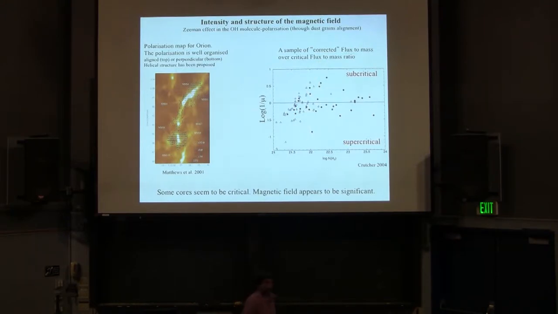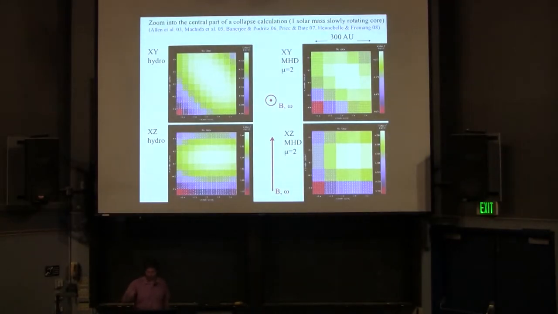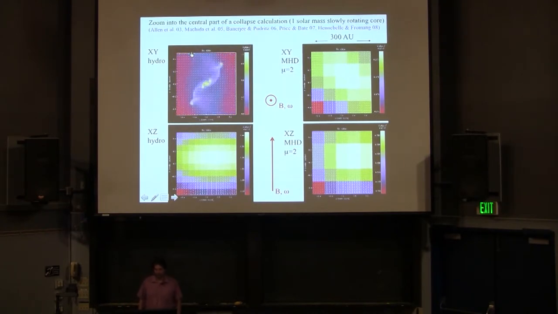And those cores are not. The magnetic field is too weak to stabilize the cores against gravity, which by no means means that the magnetic field is doing nothing and that you can ignore it. Actually, all the rest of the talk will be addressing this regime here. And just to try to convince you, I will show you again a similar sort of simulation to the one I was showing you during the first lecture.